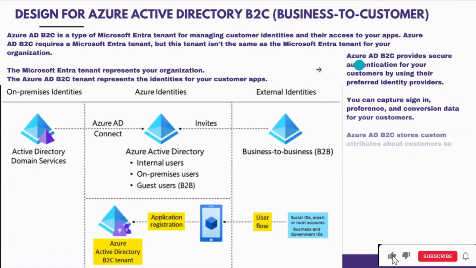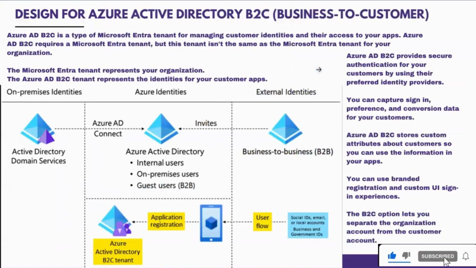Next we have to talk about designing for Azure Active Directory B2C, business to customer. So what is this? Azure AD B2C is a type of Microsoft Entra tenant for managing customer identities and their access to your applications. Azure AD B2C requires a Microsoft Entra tenant, but this tenant is not the same as the Microsoft Entra tenant for your organization. The Microsoft Entra tenant represents your organization. The Azure AD B2C tenant represents the identities of your customer applications.